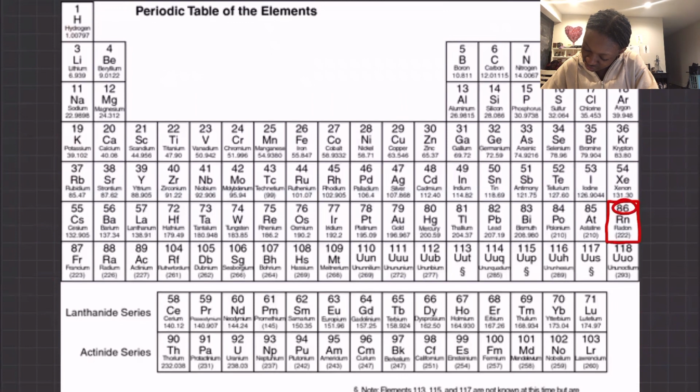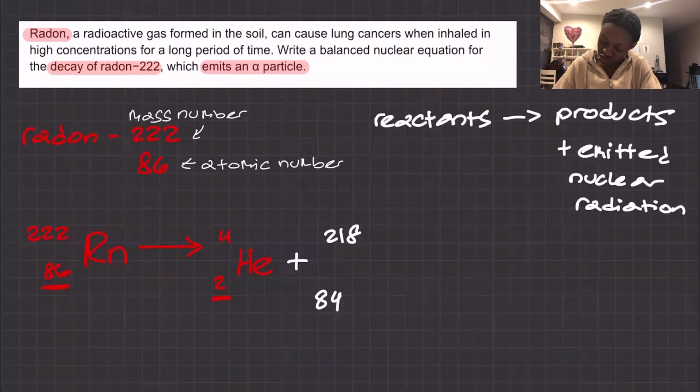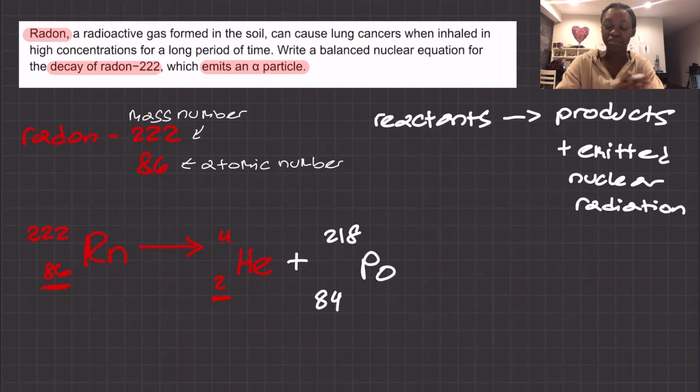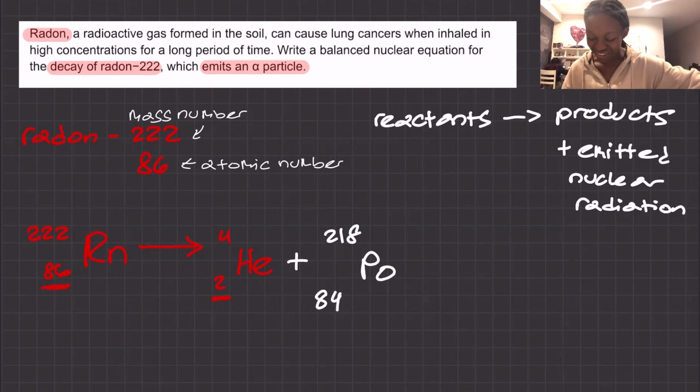If I look here, I see that the element that has an atomic number of 84 is polonium, right there. So it is going to be a polonium isotope. And we just write the element symbol since we already have the mass number and the atomic number. So radon-222 emits an alpha particle and also produces a polonium isotope, polonium-218. Okay, awesome. So now we're gonna do the next question.